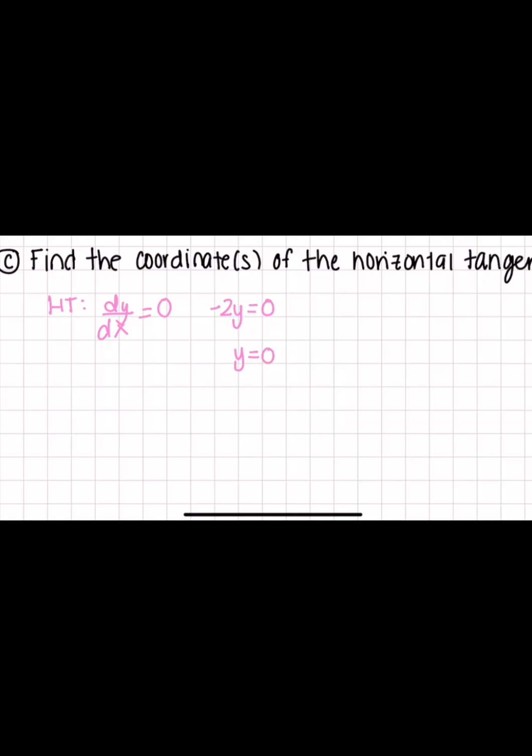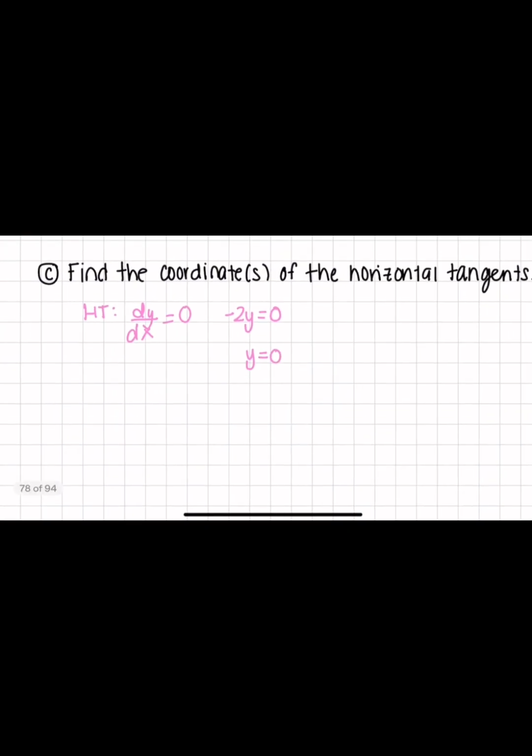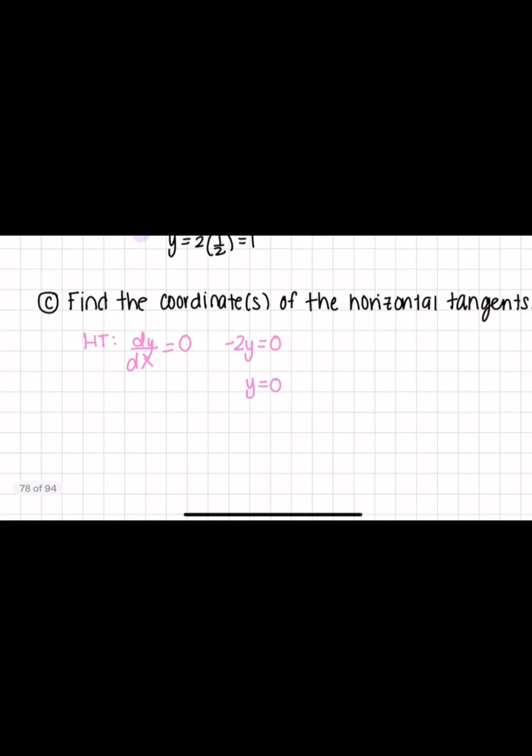And then if you follow my steps from before, we need to take y equals 0 and plug it back into the original. So when I do that, we're going to get 6x times 0 equals 2 plus 0 cubed. 0 equals 2 plus 0, 0 equals 2. Not true. So that means no horizontal tangents. Okay, done. And that is Unit 3, nice and quick.